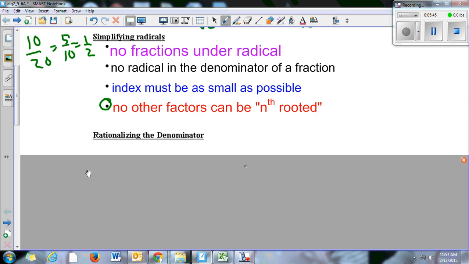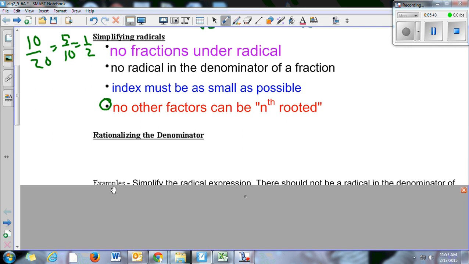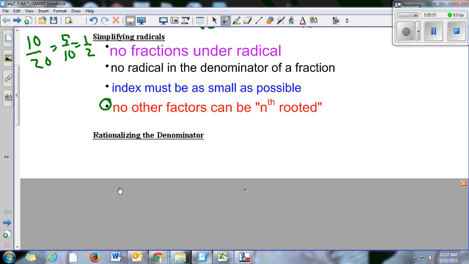So we have a process called rationalizing the denominator. Rationalizing the denominator comes into play when we have a problem with that second bullet point, that we've got a radical in the denominator of a fraction. And it's something that we can fix without too much difficulty.